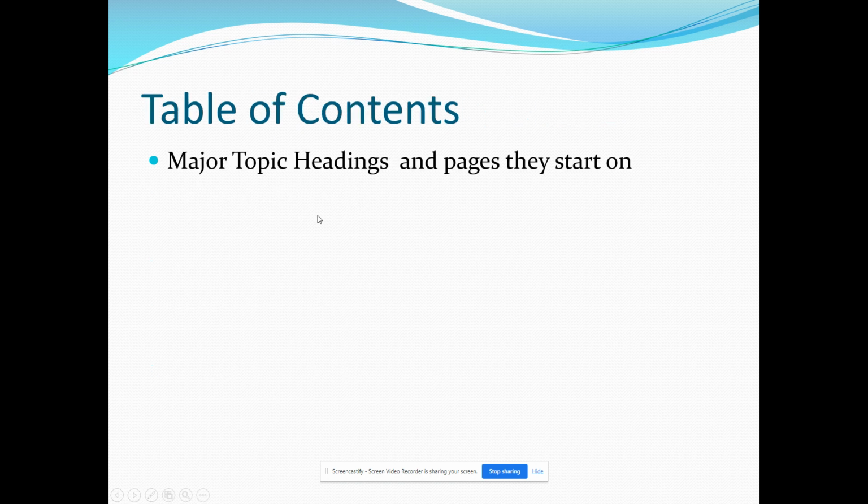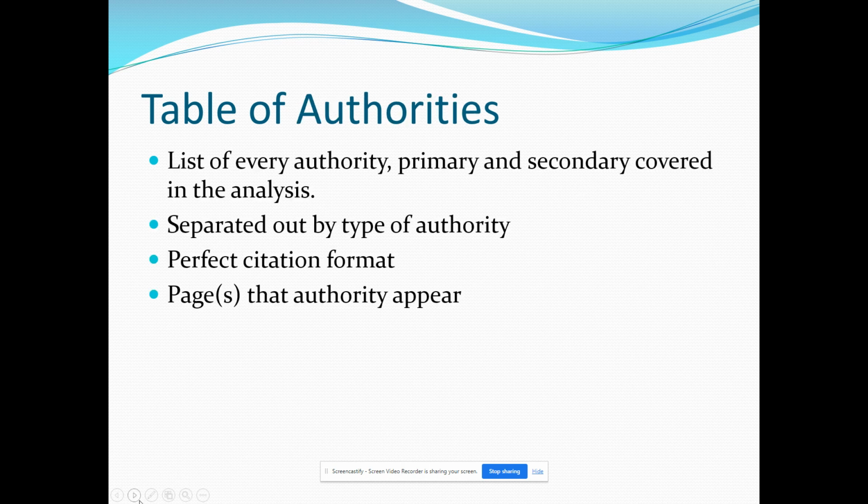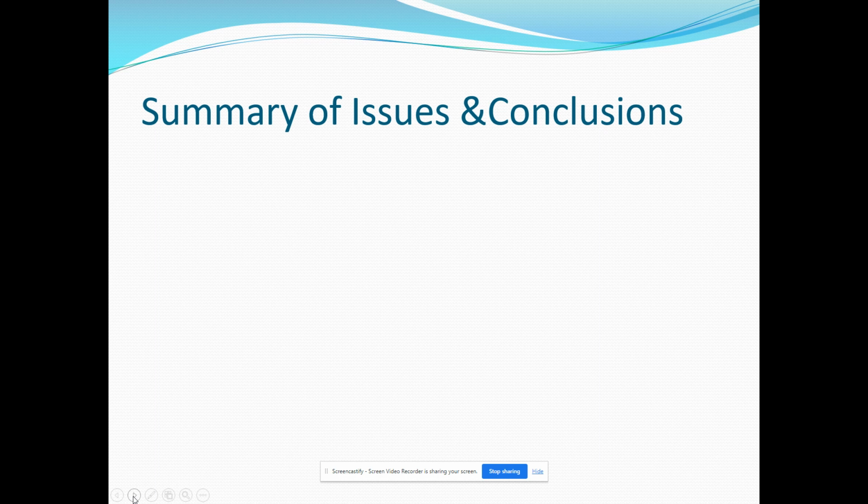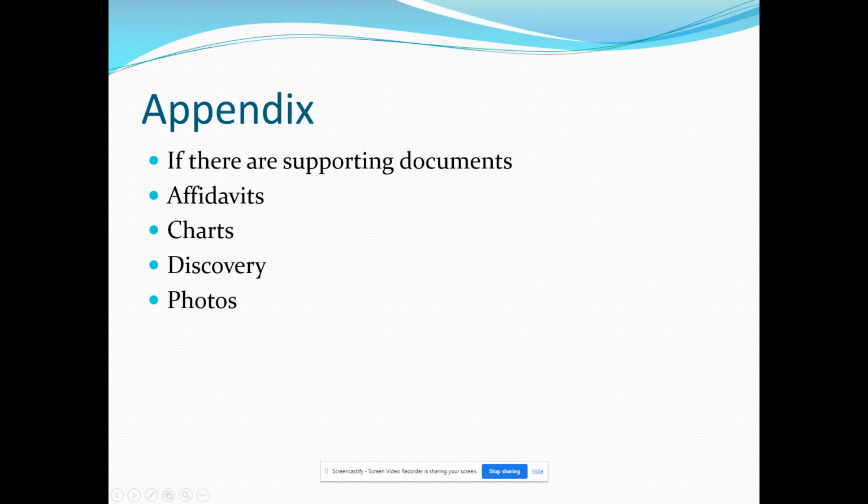So our table of contents, just like in a book, right? Our major topic headings and the pages they start on. Table of authorities, that is everything that we have relied on, primary or secondary, and again, the pages that they appear, and they're separated out by the type of authority. Summary of issues and conclusions, which would be early on in your memo. You just state all your issues and a quick answer, A, B, C, D. Okay, that's your summary of issues and conclusions. And we'll talk about that more when I assign you your research memo.